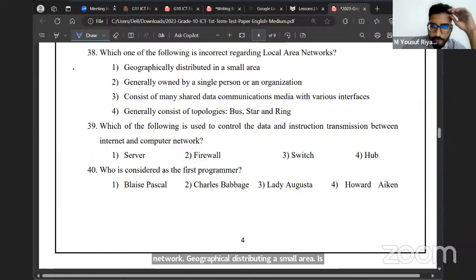Small area. Is that correct regarding local area network? Yes, correct. Geography owned by a single person or an organization. Is that statement correct? Yes. Mostly a LAN is like one office or your own network or something like that.